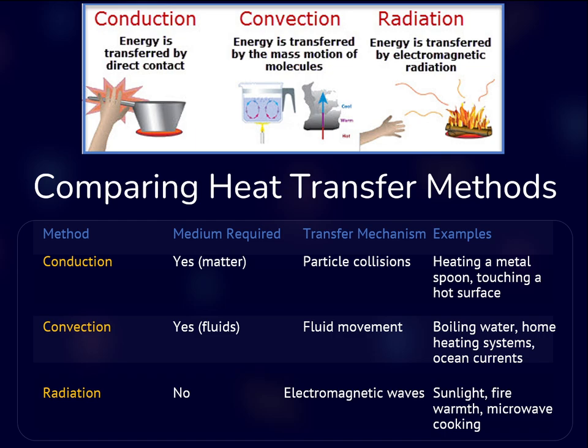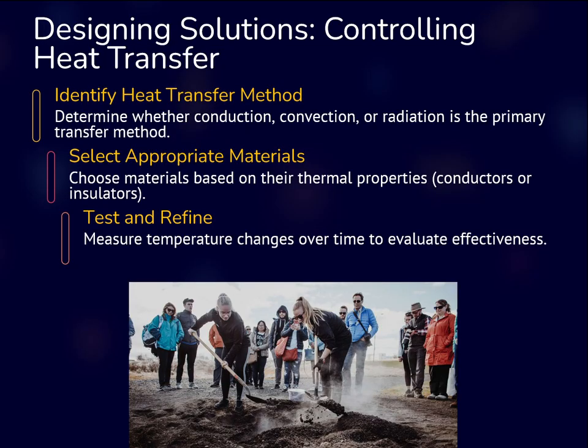Now, let's compare these methods. Conduction requires matter and involves direct particle collisions, examples being touching a hot pan or heating a spoon. Convection occurs in fluids and involves movement of heated particles, examples being boiling water, ocean currents, and air circulation. Radiation does not require matter and uses electromagnetic waves, examples being sunlight or heat from a campfire. In lava bread baking, heat moves from rock to dough by conduction, circulates through underground air via convection, and radiates from hot surfaces onto the dough.